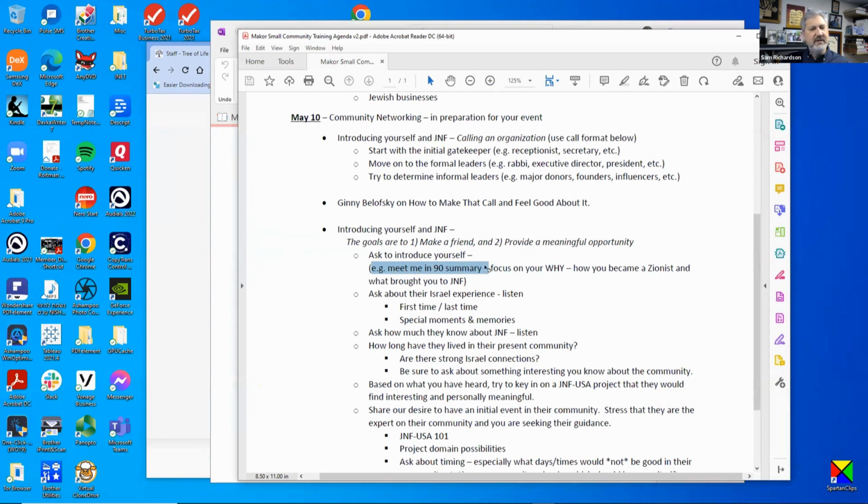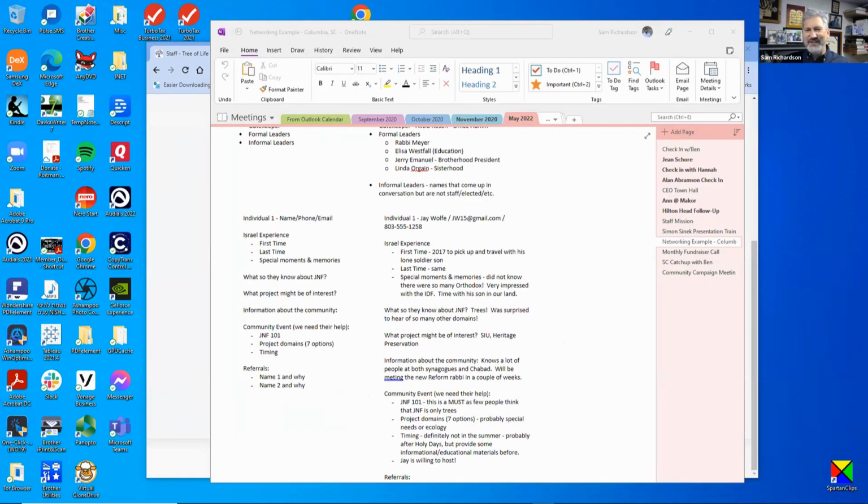Unless they object, you can ask, do you have time for a 5-minute, 10-minute phone call? You can introduce yourself if you like, but make sure you have that Meet Me in 90 summary down, that you know what you're going to say in the proverbial elevator, on the proverbial phone. Focus on your why, which should be how you became a Zionist and what brought you to JNF. Those are the two important factors in your 90-second summary. And they might have a reaction to that, and oftentimes that reaction is going to be Israel-centered or JNF-centered.